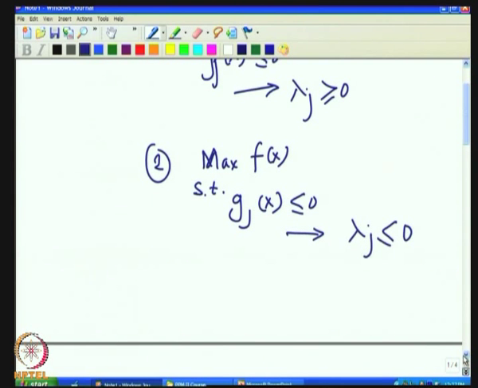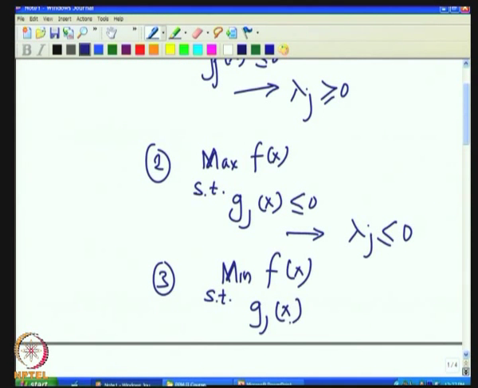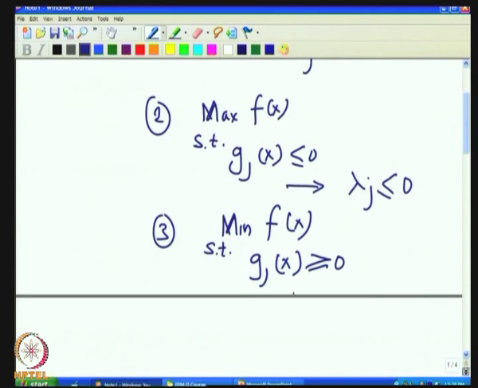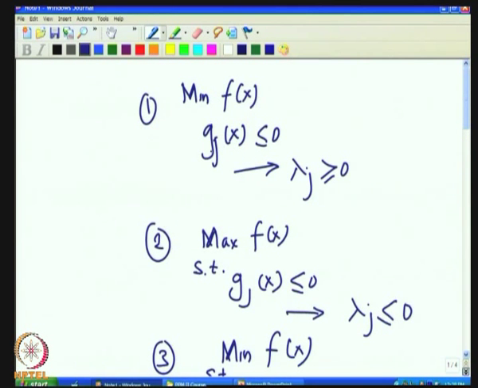Now, the third one, I will retain the objective function the same, minimize f of x, but I will change the constraint, that is, subject to g j of x, instead of less than or equal to, I will make it greater than or equal to. Because I changed one of them, your lambda j in this case will be greater than or equal to 0. I am sorry, with respect to this we are talking about now minimize f of x, g j of x less than or equal to 0 and lambda j is greater than or equal to 0.